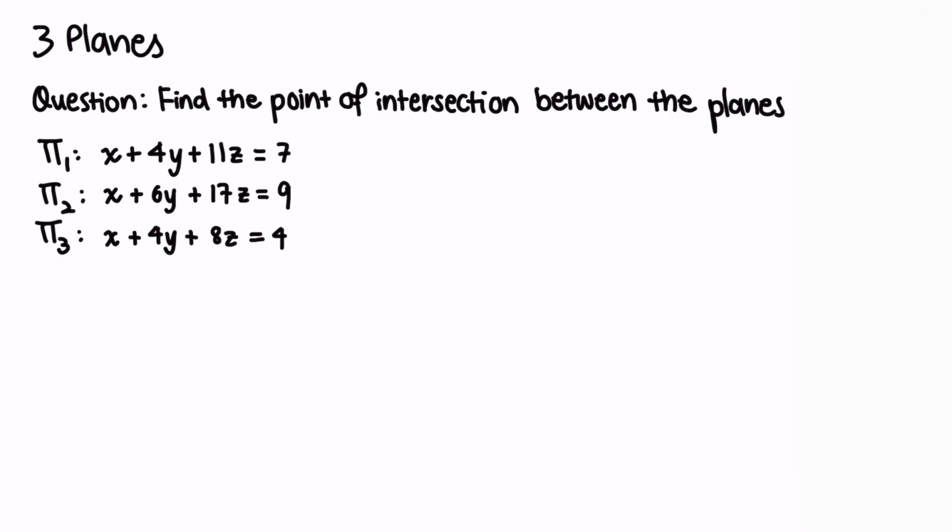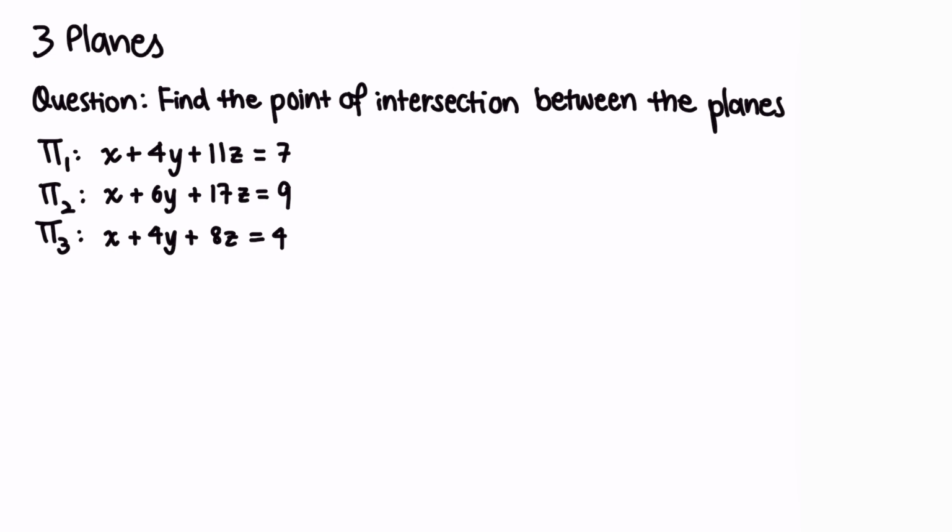Now the next part of systems of linear equations is solving three planes. This question asks us to find the point of intersection between the three planes, x plus 4y plus 11z equals 7, x plus 6y plus 17z equals 9, and x plus 4y plus 8z equals 4. So let's say we have equation 1 and equation 2. What we want to do to eliminate, let's say, a variable x is take equation 2 minus equation 1. And after that, that eliminates our variable x.